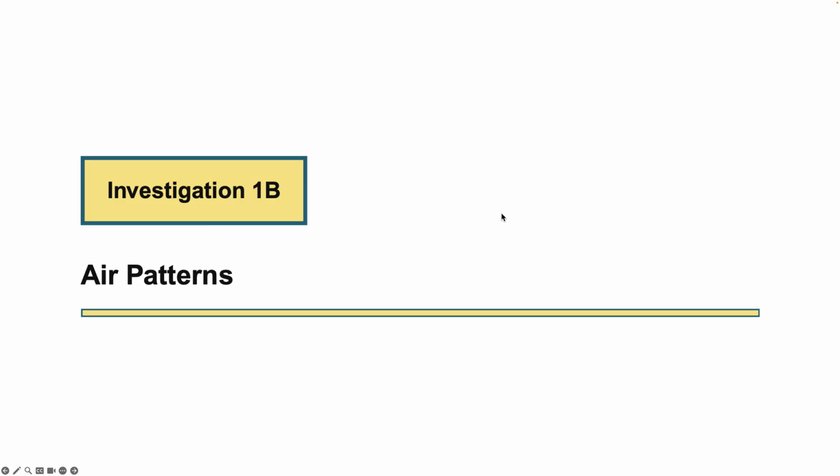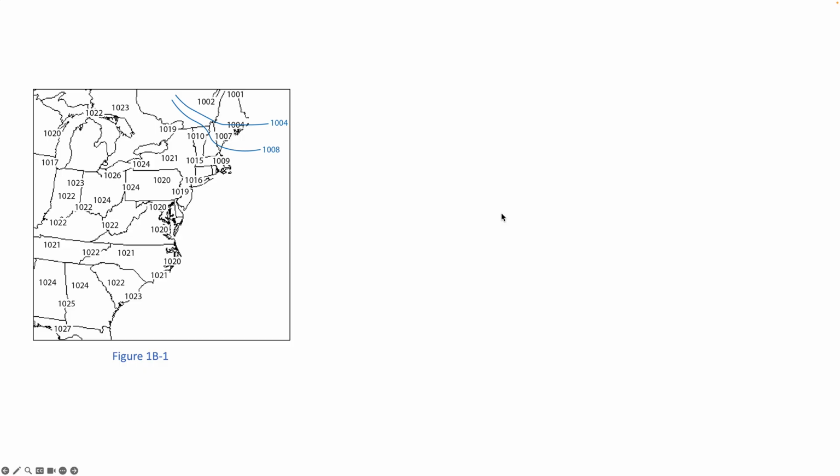All right, so air patterns. I'm going to bring up figure 1B1, but I'm not going to do anything with it for a little bit here. What I want to do instead is just talk about pressure for a few minutes, because pressure is really important. We all know the word, we all have a sense of what it means, but in scientific terms, a lot of us don't really understand how physicists use this term pressure. For our purposes in this class, pressure is a measure of weight, and we're going to be talking about the weight of the atmosphere.